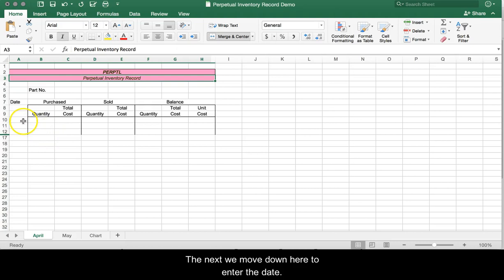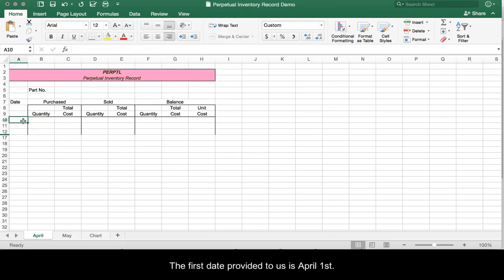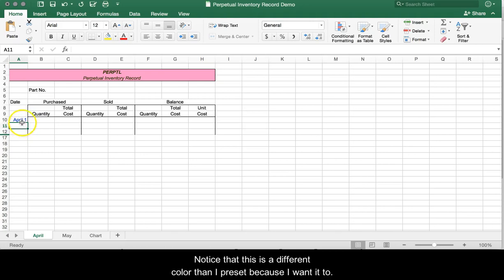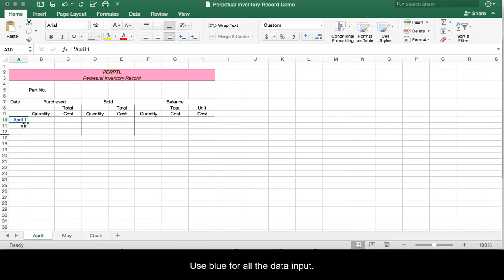And you can use the merge and center function to align this across the width of the worksheet. And then next we move down here to enter the date. And the first date provided to us is April 1st, and that is on page 159 of your text. So we input April 1st here. And notice that this is a different color that I preset because I wanted to use blue for all the data input. But you don't have to do this, it's just a choice.